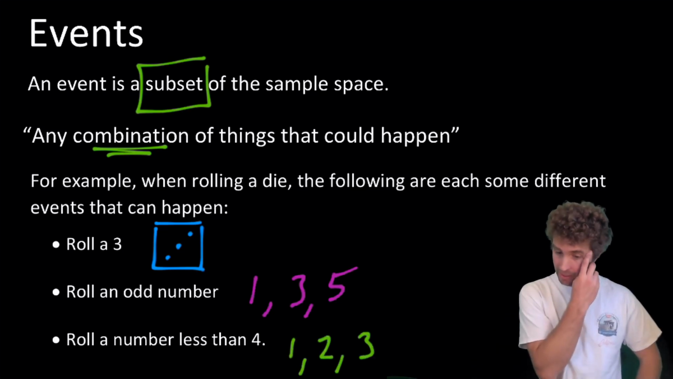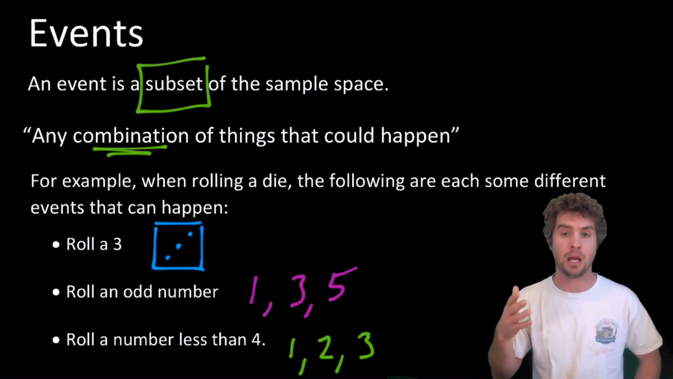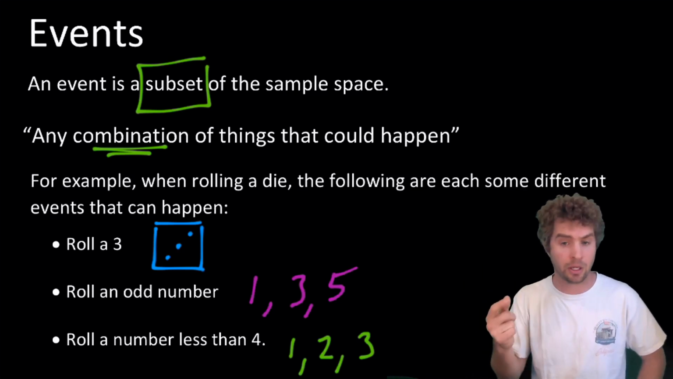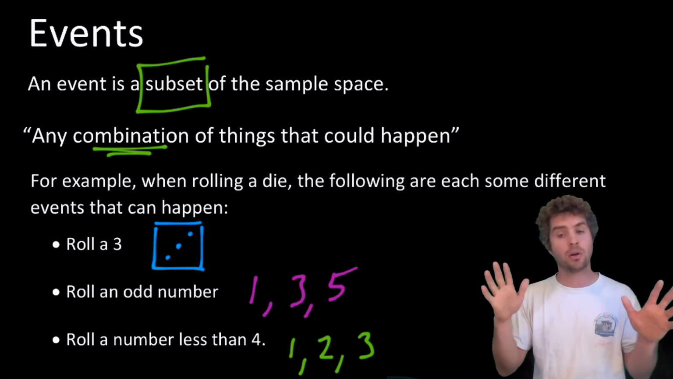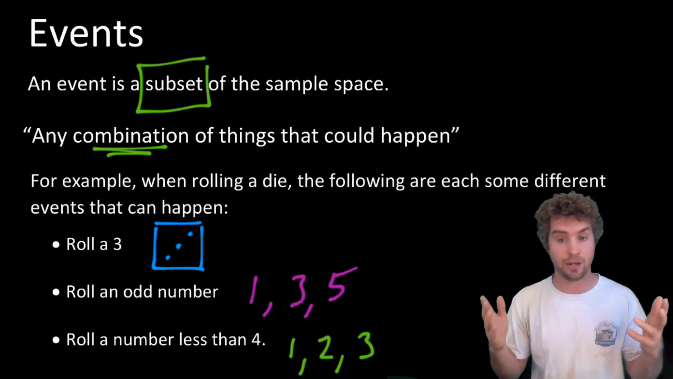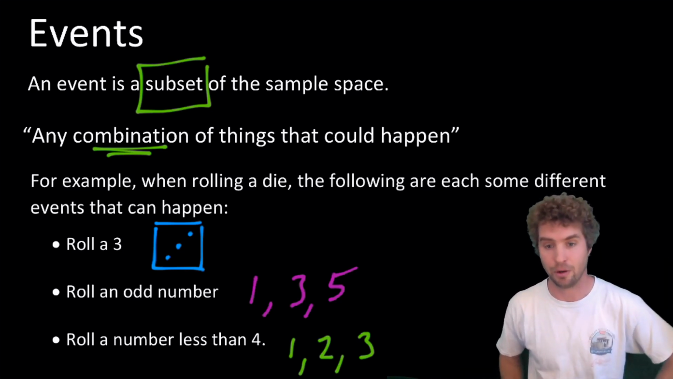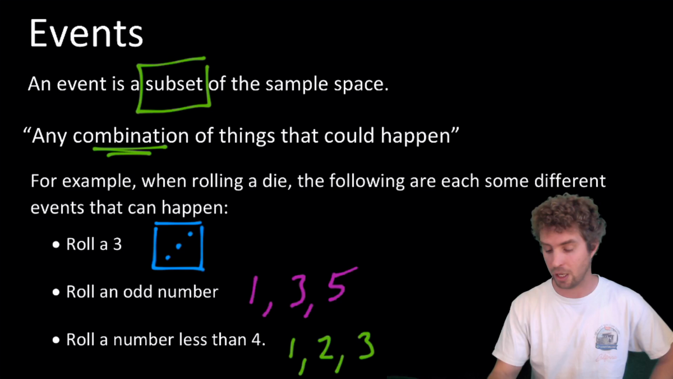Rolling a number less than 4. So less than 4 would be 1, 2, or 3. Again, 3 outcomes in this event. There's all kinds of different combinations, and there's a whole mathematics about how to find the number of combinations and what the different combinations are. We'll save that for later. But this is the general idea of events.